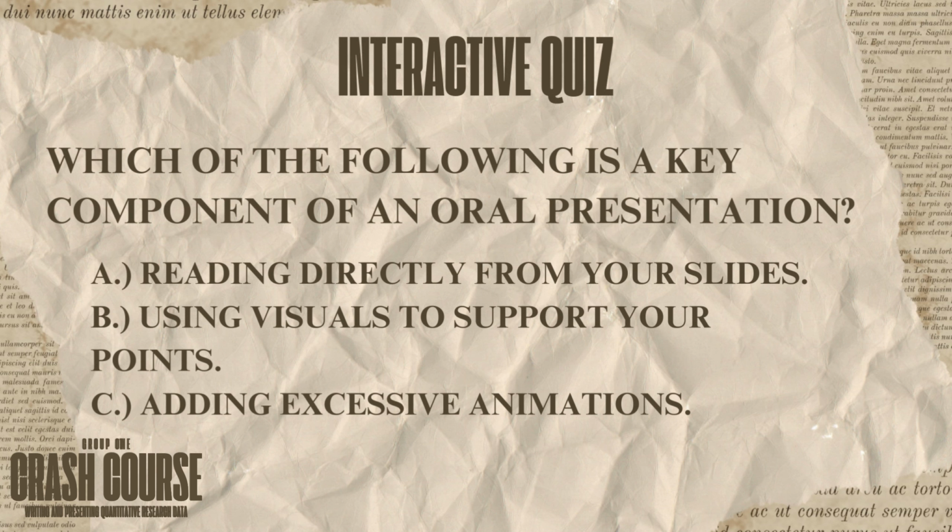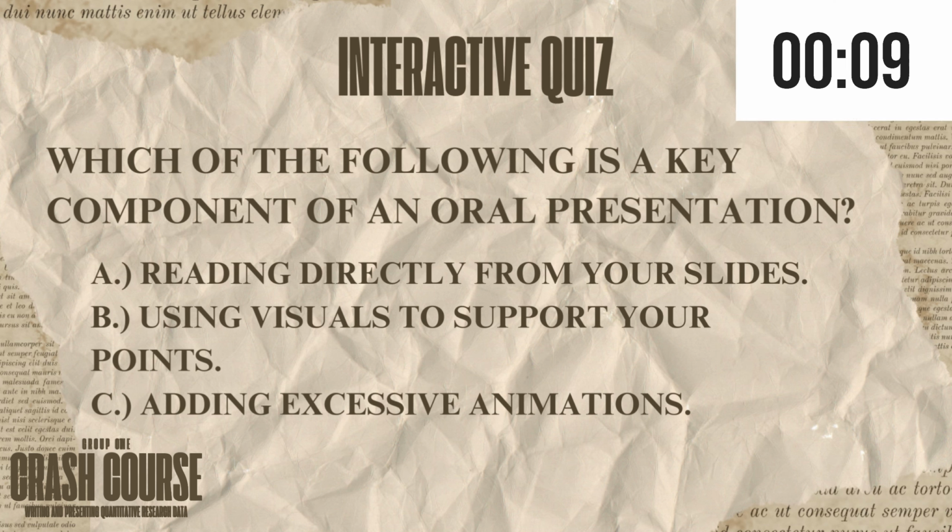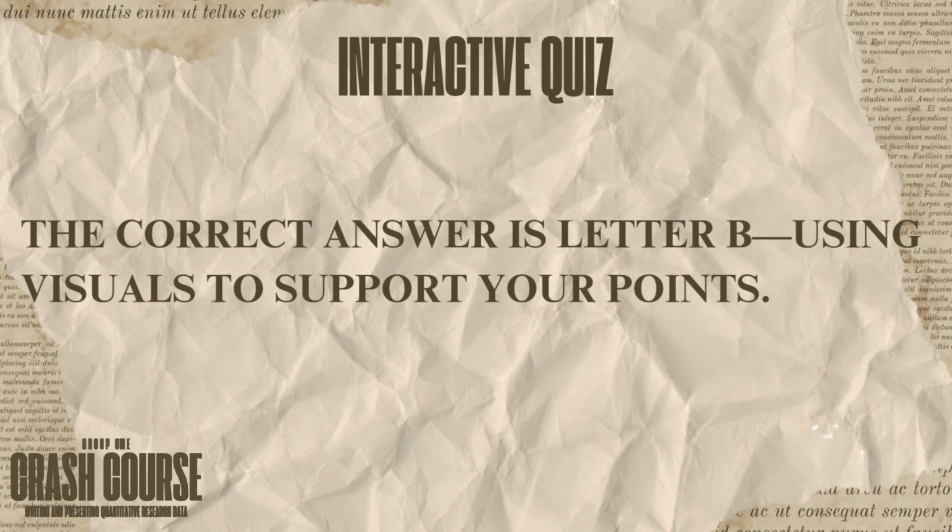Question number 2. Which of the following is a key component of an oral presentation? A. Reading directly from your slides. B. Using visuals to support your points. C. Adding excessive animations. The correct answer is B. Visuals should support your presentation. Avoid reading directly from slides or overusing animations as they can distract your audience.